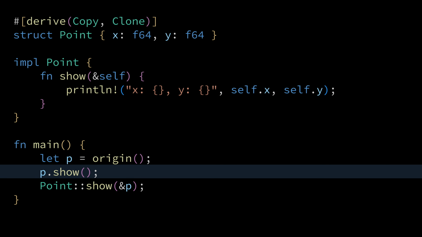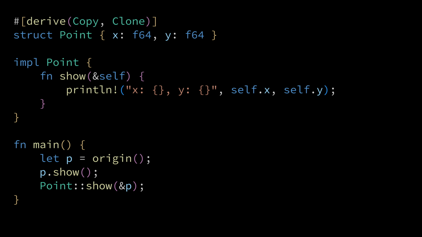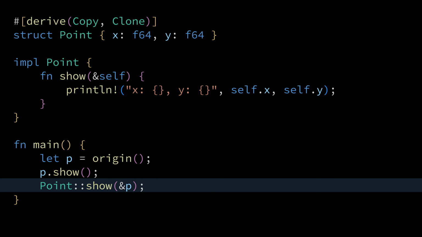Similarly, when I call p.show, that works without any code change because the compiler will automatically take a reference to p when I'm calling a method through dot notation. But when we call show as a function and explicitly pass the self parameter, we now have to pass &p, which takes a shared reference to the variable p. Otherwise, we get a type mismatch error.